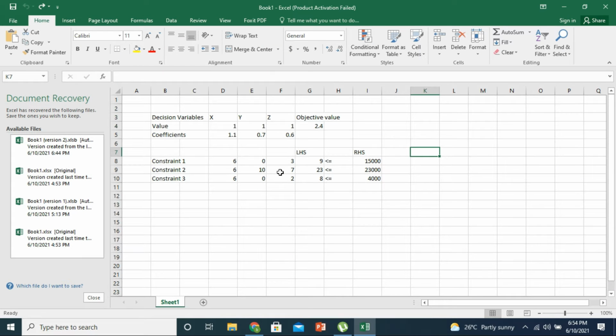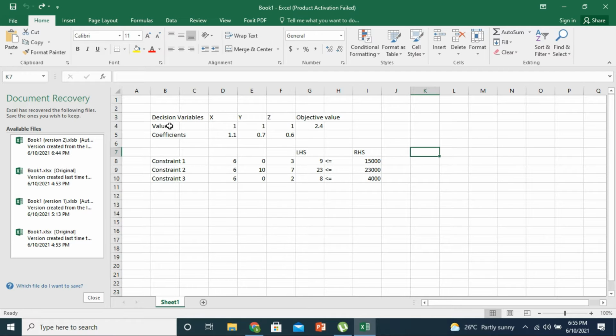Now I will explain part B question 2. For question 2, we are required to solve the problem by using Lindo or Excel Solver. We decided to use the Excel Solver to solve the problem. For question 2, we take the problem from part B question 1, which is the same question.